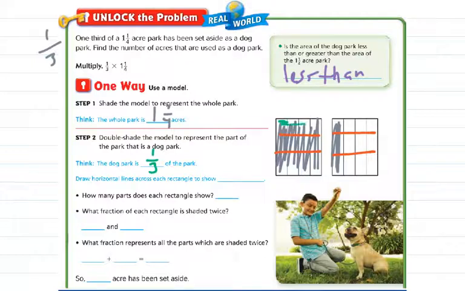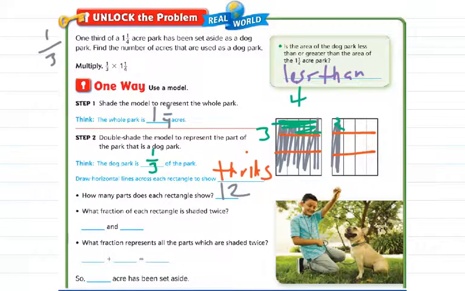So we're going to shade this whole 1/3 out of the other 2/3, total of 3/3. It says draw horizontal lines between the rectangle to show thirds, and we did that in red. How many parts does each rectangle show? So if we think about it, we have 4 by 3. 4 by 3 would be 4 times 3, and 4 times 3 is 12.